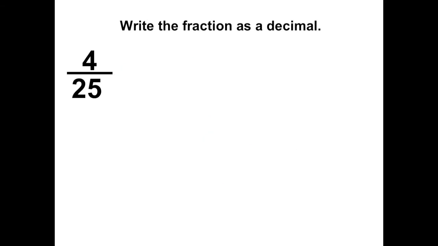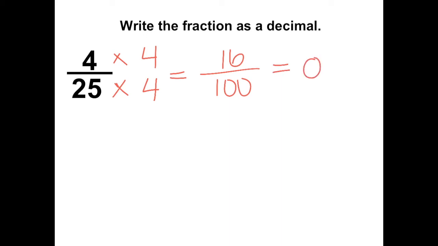Another way we can do this is try and multiply the numerator and denominator by a number that'll make our denominator one of the place values, tenths, hundredths, thousandths, and so on. We can multiply 25 by 4 to get a denominator of 100, and also do the same thing to the numerator, and we'd get 16. 16 over 100 can be written as 0.16 or 16 hundredths.